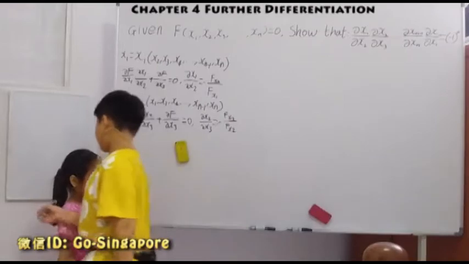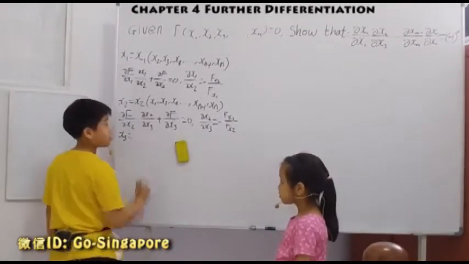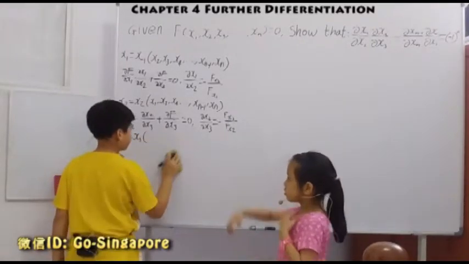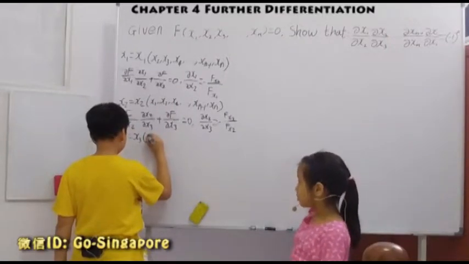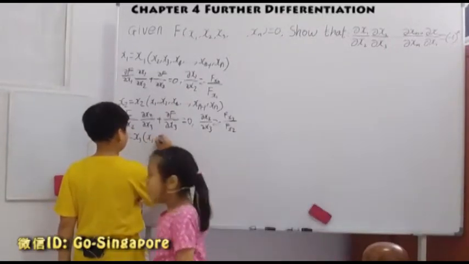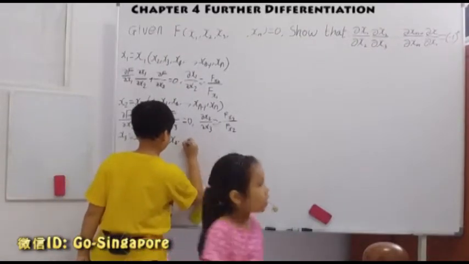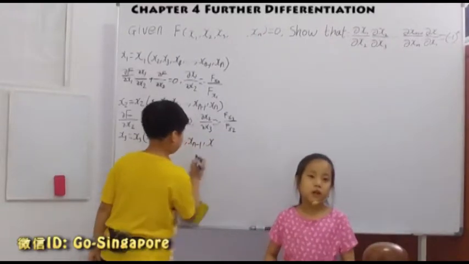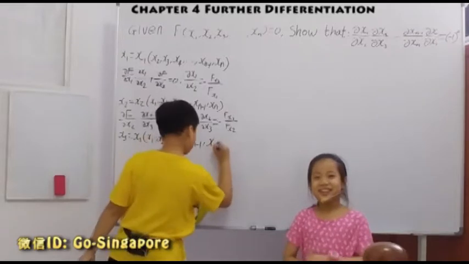Okay, next is the x3. So x3 is a function of x1, x2, x4, and so on, until xn minus 2, xn minus 1, then xn.